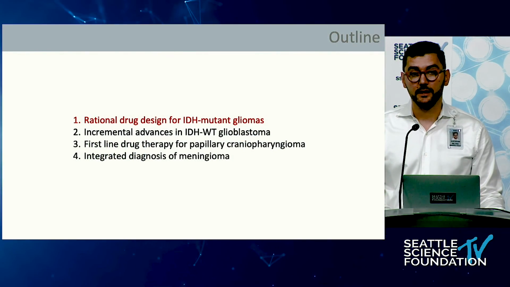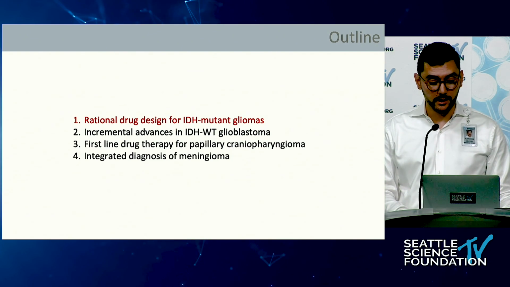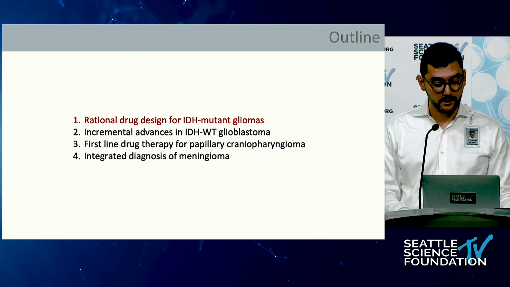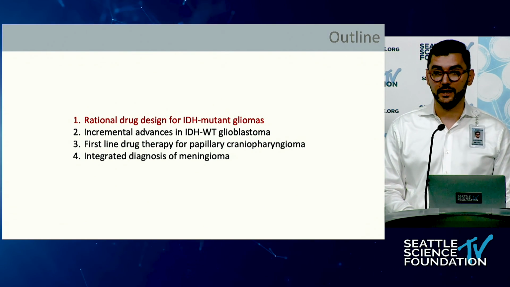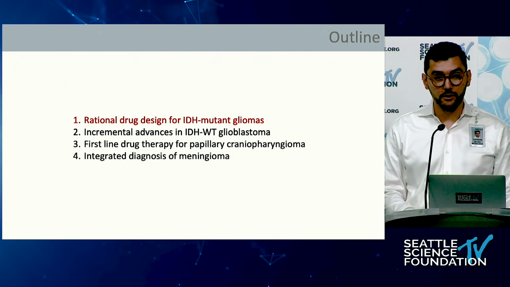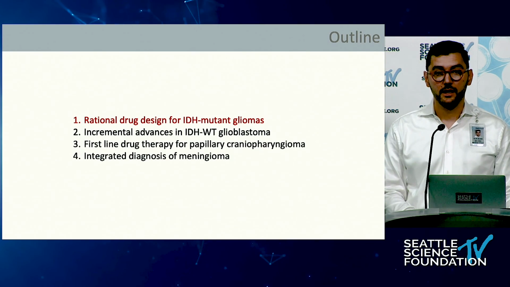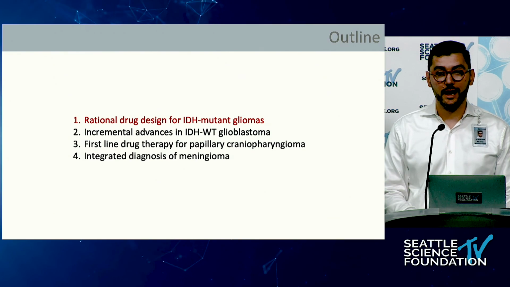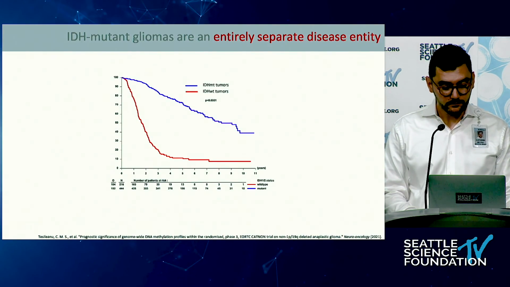We're going to start by talking about rational drug design for low-grade IDH mutant gliomas. We've had some really big developments here in the last 2 months. And then we'll talk about more incremental advances in the space of glioblastoma. And we'll talk a little bit about some new targeted therapies for papillary craniopharyngioma, and then we'll wrap it up by giving a window into where I think meningioma diagnosis is going in the next couple of years.